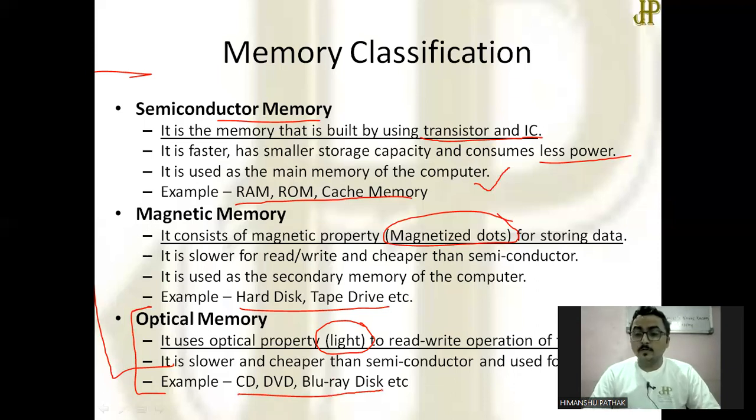So I think it is very clear to you what the main classifications are. First is semiconductor memory, related to registers and ICs, used as primary memory. Another one is magnetic memory, which is used for secondary memory and uses magnetized dots for storing or retrieval of the data. And the last one uses light for reading or writing operations, such as CD, DVD, or Blu-ray disc.